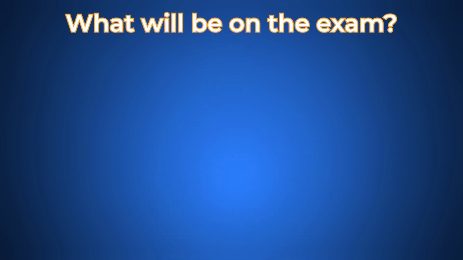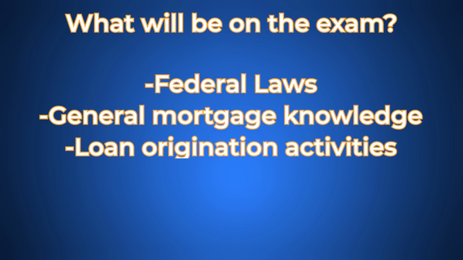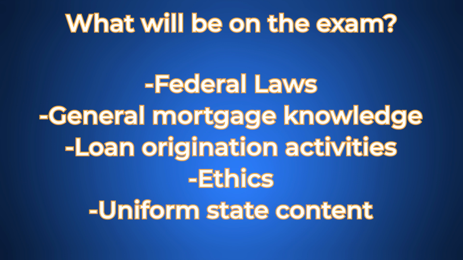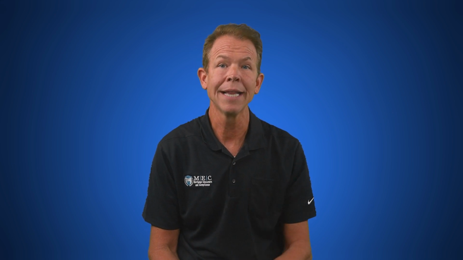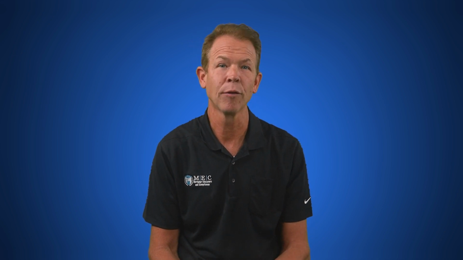The test is broken up into 5 different sections: federal laws, general mortgage knowledge, loan origination activities, ethics, and uniform state content. All of these topics are covered in your pre-licensing education, but it'll take more than just the required 20 hours to adequately prepare for the exam.